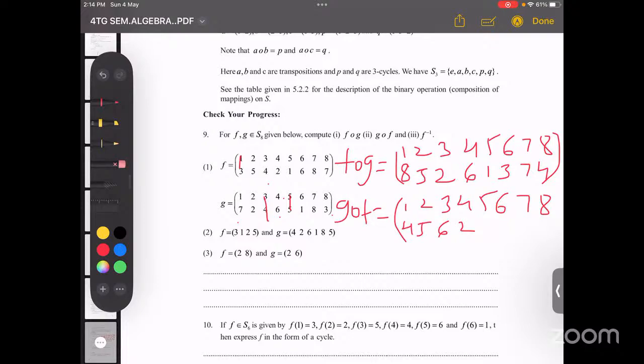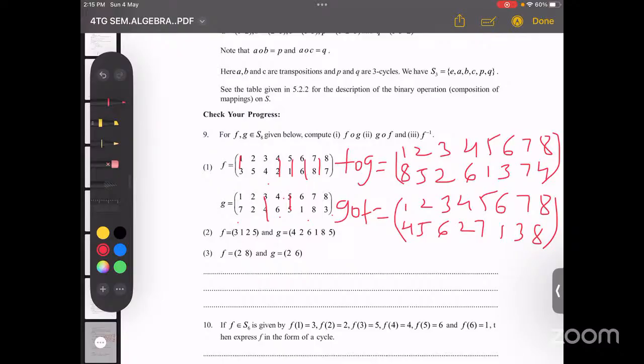So these two we have done now. So here what happened? 4 is mapping to 2, 2 is mapping to 2. 5 is mapping to 1, 1 is mapping to 7. 6 is mapping to 6, 6 is mapping to 1. Next, 7 is mapping to 8, 8 is mapping to 3. Next, 8 is mapping to 7, 7 is mapping to 8. So this is the g circle f, that is 4, 5, 6, 2, 7, 1, 3, 8.